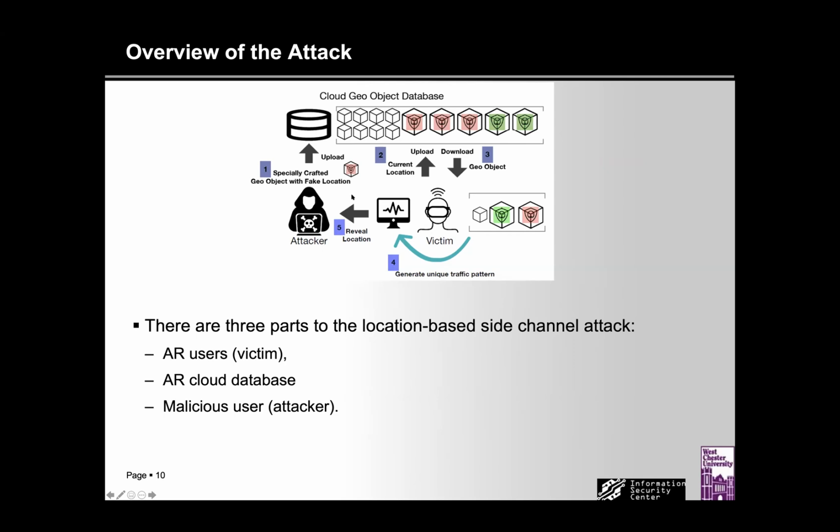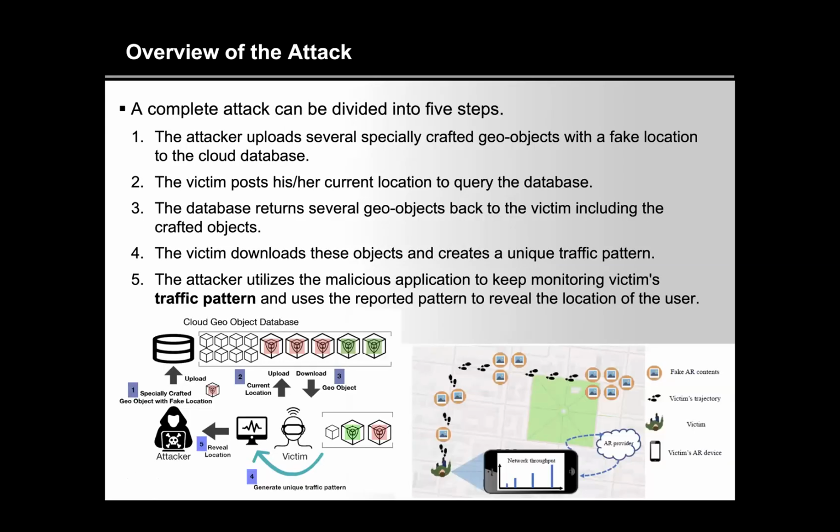As you can see, the victim uses the AR devices to interact with the AR cloud database. The victim's AR device will send its current location, and then the AR database will download all the AR content for the surrounding area, for example a 3D model, some text, or an advertisement. So it could be any content.